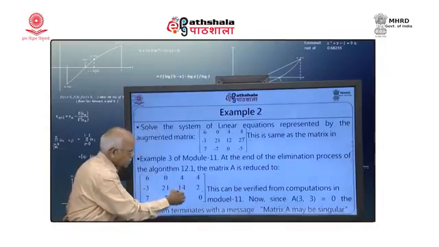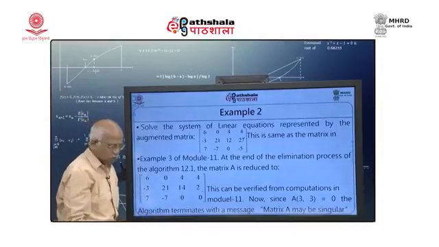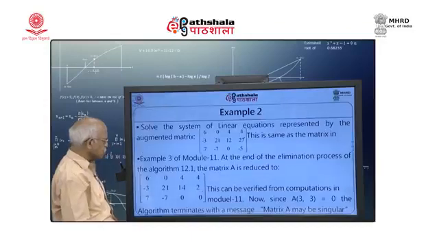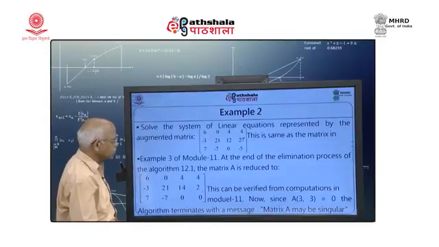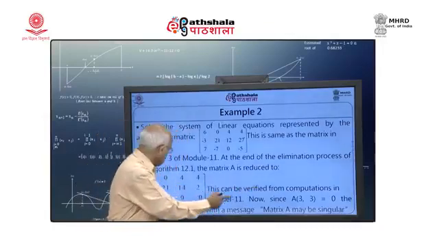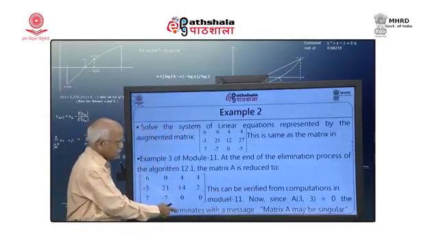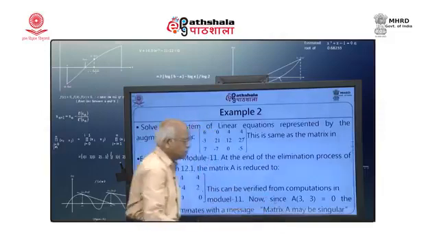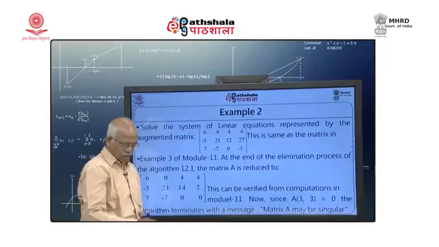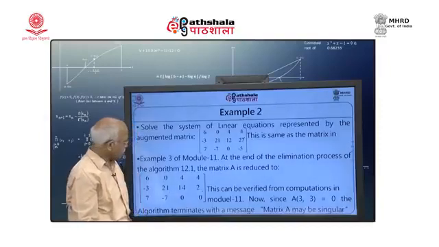When I get this element 0, I am going to exit my algorithm at the time of starting of the back substitution process. This can be verified from the computations in module 11. Now, since A33 is 0, the algorithm terminates with a message that the matrix may be singular, because you are exiting the process at the starting of the back substitution procedure.